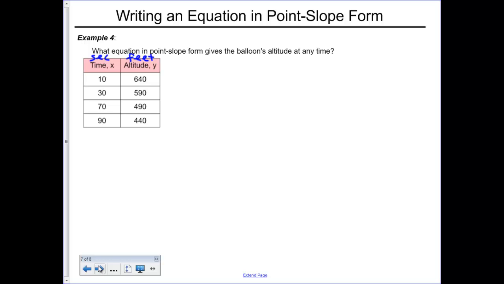To do a point slope example, we need to have a point and we need to have a slope. Well, I have 1, 2, 3, 4 points to choose from, but I don't have a slope. That means I need to solve for the slope. First thing I'm going to do is write down my point slope form.